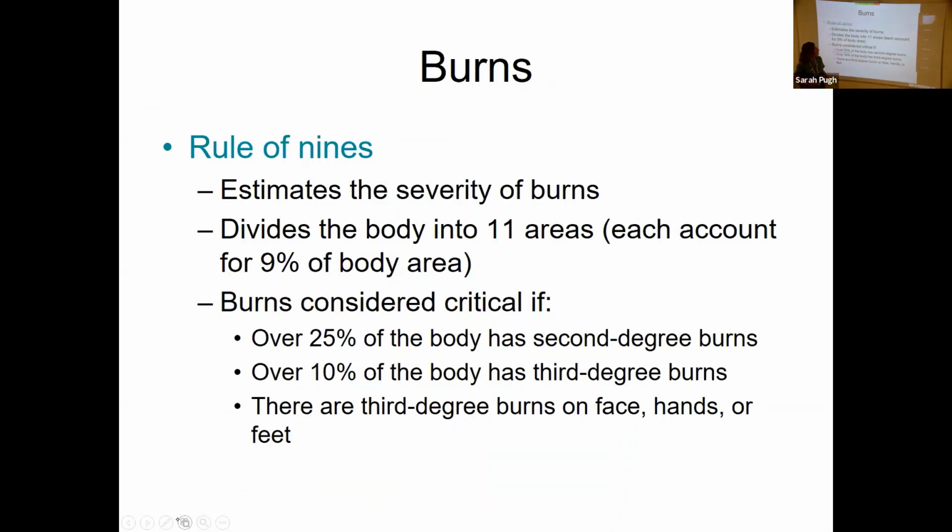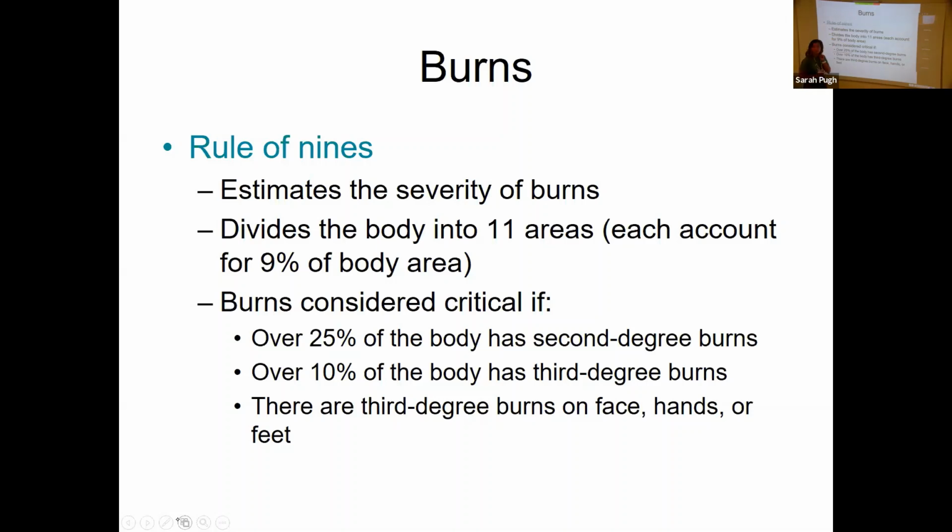And the reason is we use something called the rule of 9s. The rule of 9s is how we estimate whether a burn is critical or not, how severe it is. What we do is we divide the body into 11 areas. Each one is 9%. That's why it's the rule of 9s, right? 11 times 9% is 99%. The other 1% is coming from the perineal region. So this is that anogenital area.